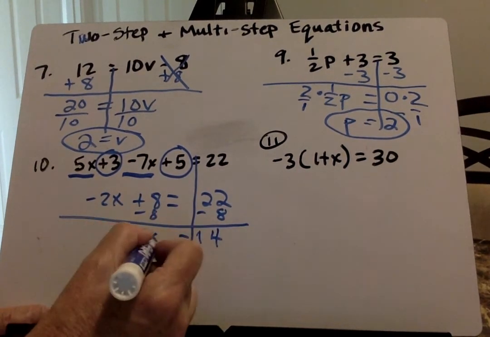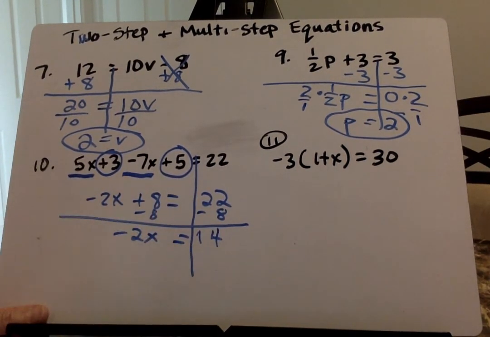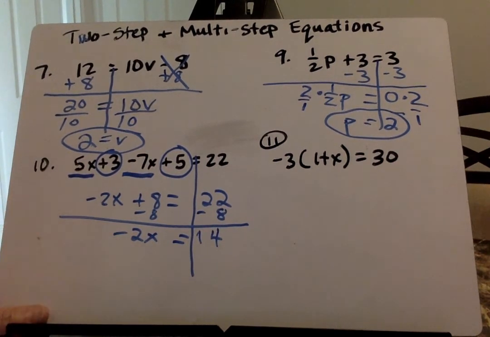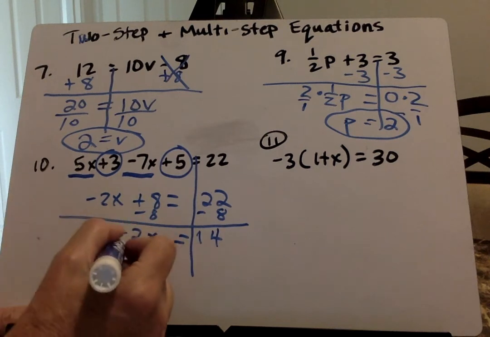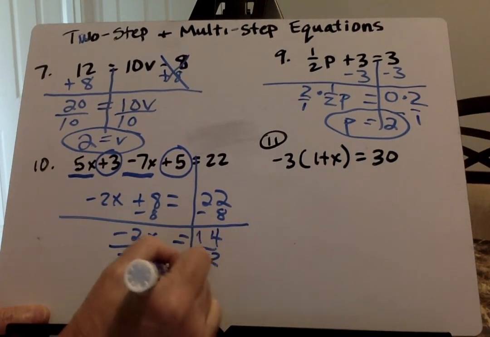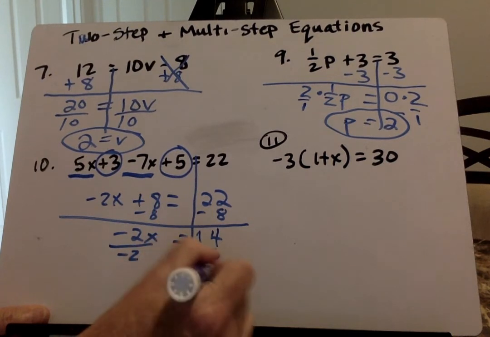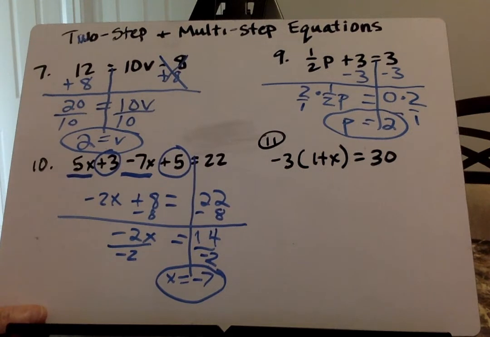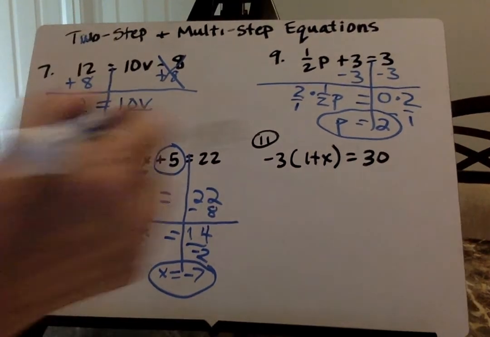And then negative 2 times x, this is not subtraction, it's multiplication. It looks like subtraction, but that negative sign can fool you. Don't let it fool you. So I divide by negative 2, divide by negative 2, and x equals negative 7. Okay, now you can stop the video and try this on your own. If not, I'm going to plow right into it.